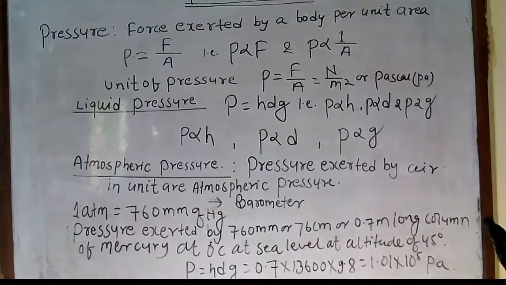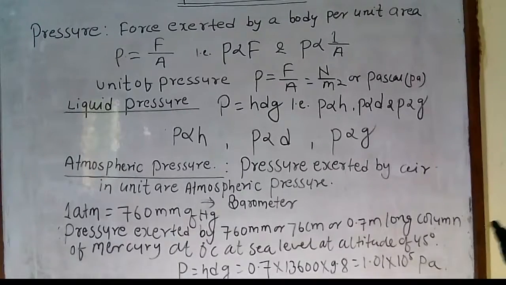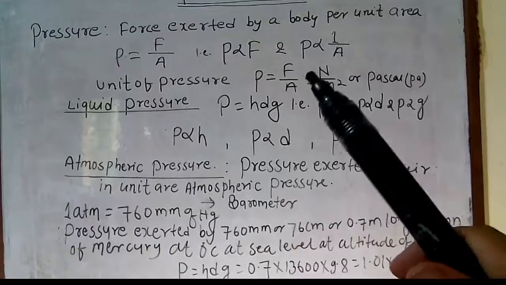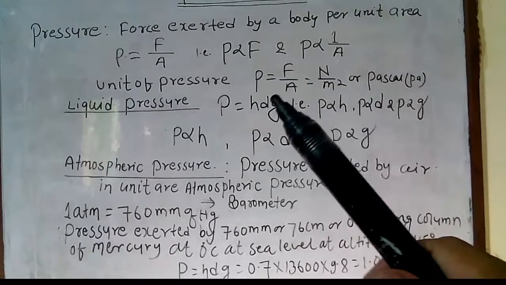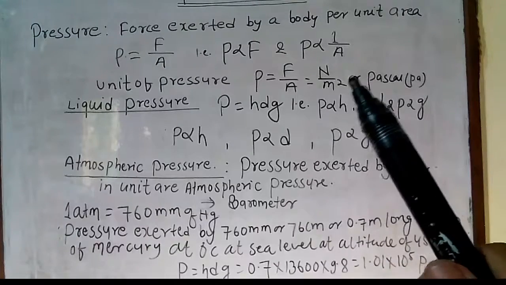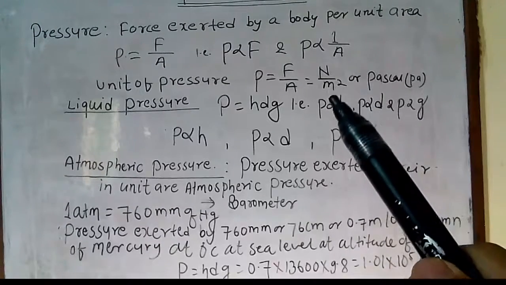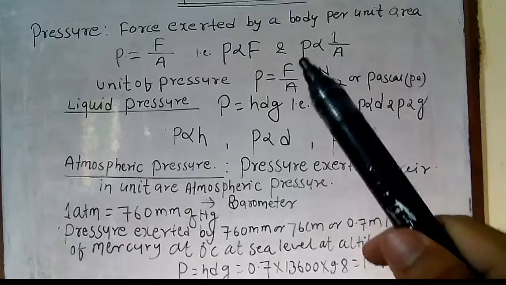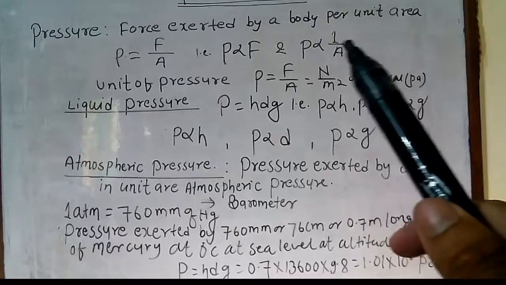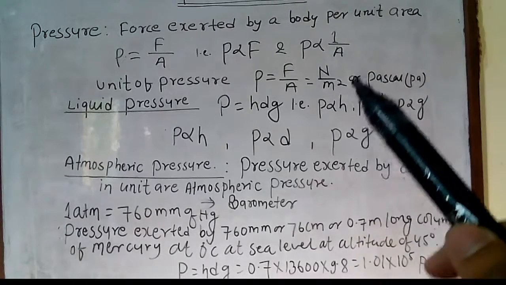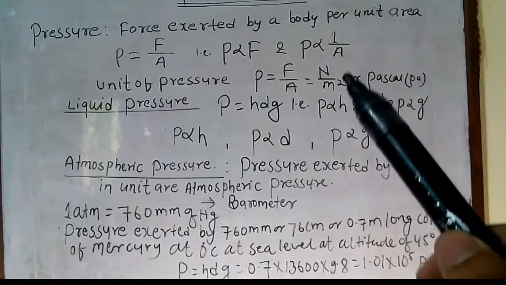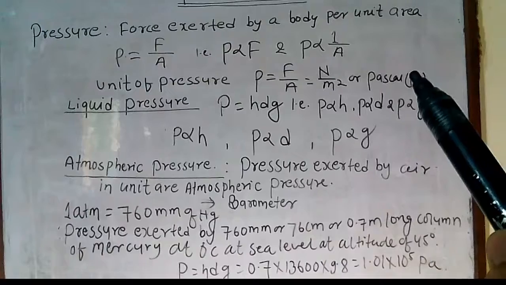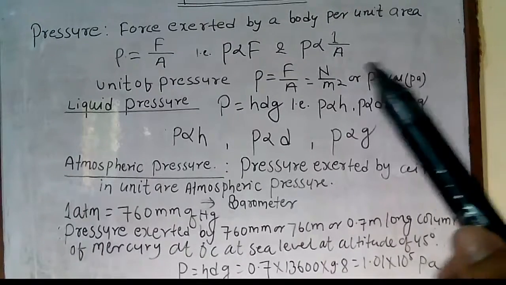So what is the unit of pressure? What is the formula of pressure? Pressure equals force by area. What is the unit of force? Newton. And what is the unit of area? Meter square. So we write Newton per meter square. Most of the concept of pressure was given by a scientist, that is Pascal. So the unit of pressure is also called Pascal, and it is denoted by Pa.